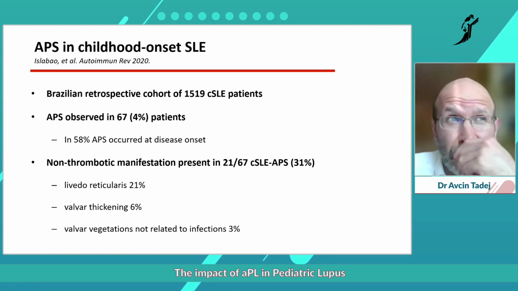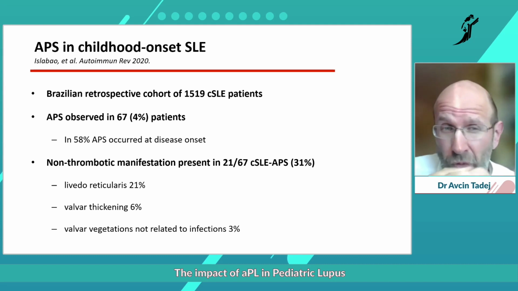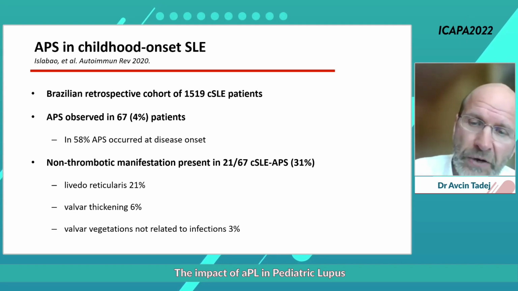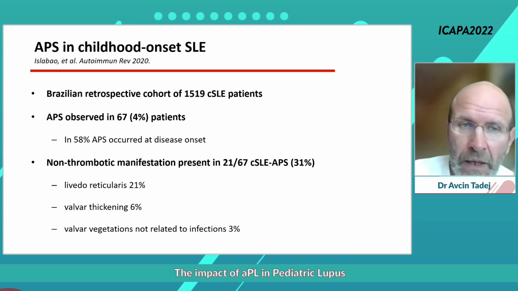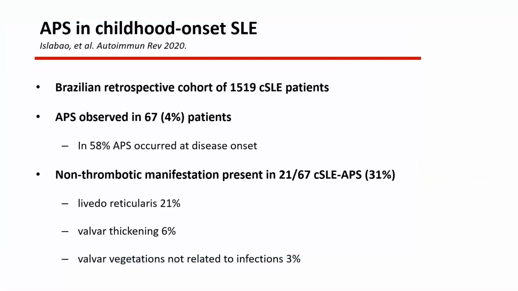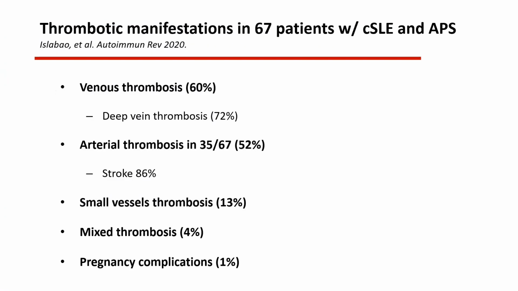The Brazilian multi-center cohort did not report non-thrombotic manifestations so frequently, present only in 31% of patients, and they reported livedo reticularis and valvular disease. Among the thrombotic manifestations in the Brazilian cohort, you can see here the percentages. The most common was venous thrombosis, followed by arterial thrombosis.